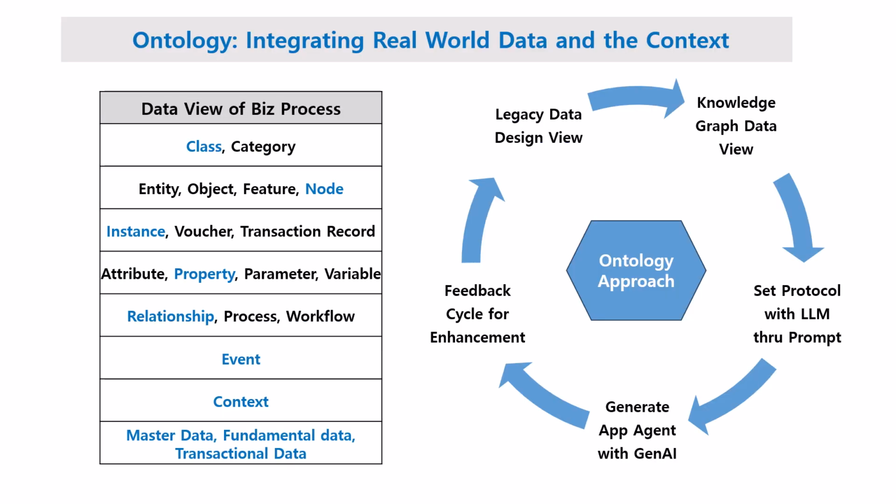So let me say shortly what ontology is. It is the concept of integrating real world data and putting it into context. This is a list of data which allows us to view and implement the real world of business processes. There are terminologies like class, category, entity, node, instance, property, and relationships.